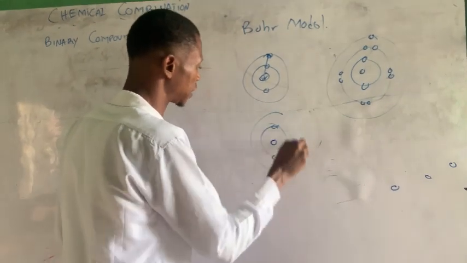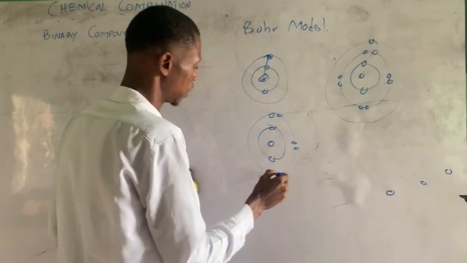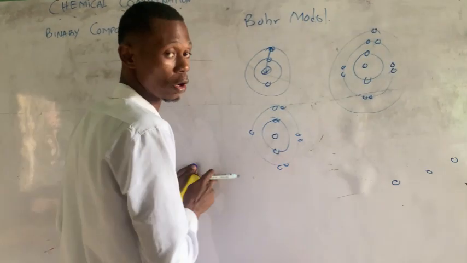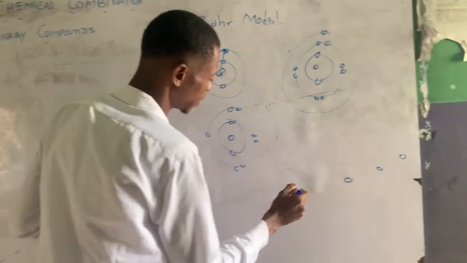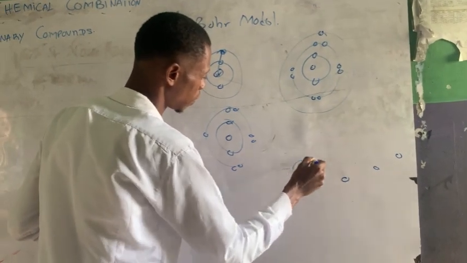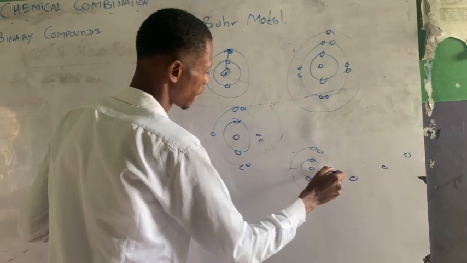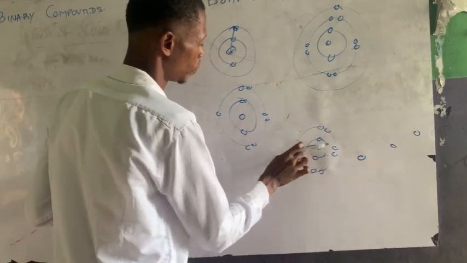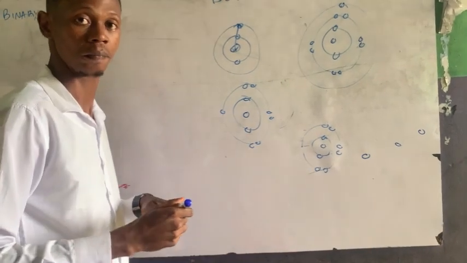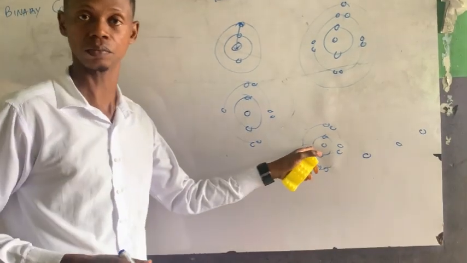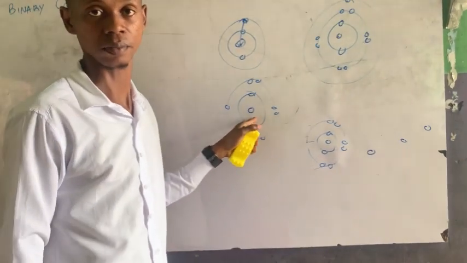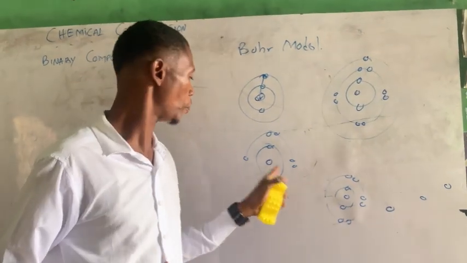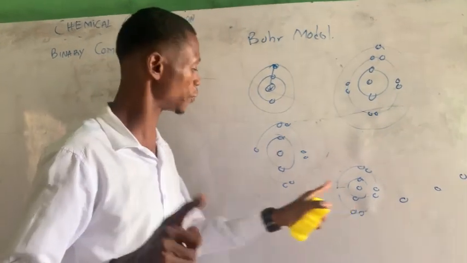So if this is a non-metal and this guy is also a non-metal, this guy needs 2 to complete and this guy needs 1 to complete. So both are like ladies, they need to receive. But this guy needs only 1 to receive, while this guy needs 2.